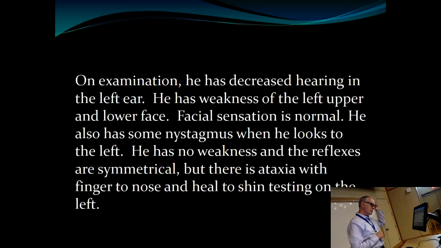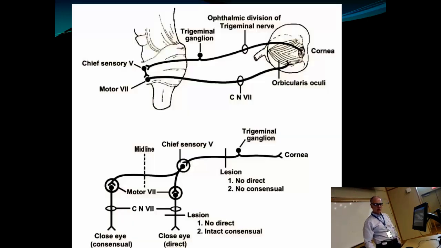He has no weakness. Reflexes are symmetrical, but there's ataxia with finger to nose and heel to shin testing on the left. Okay, so again, what we thought is that the cerebellum is there. So we've got something pushing on the left cerebellar hemisphere. Okay, so we think we've got a Cerebellopontine angle tumor or something there.